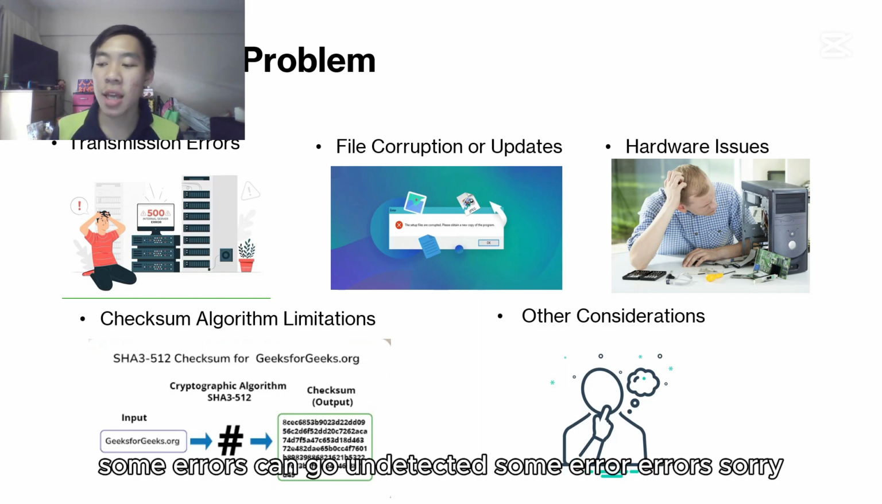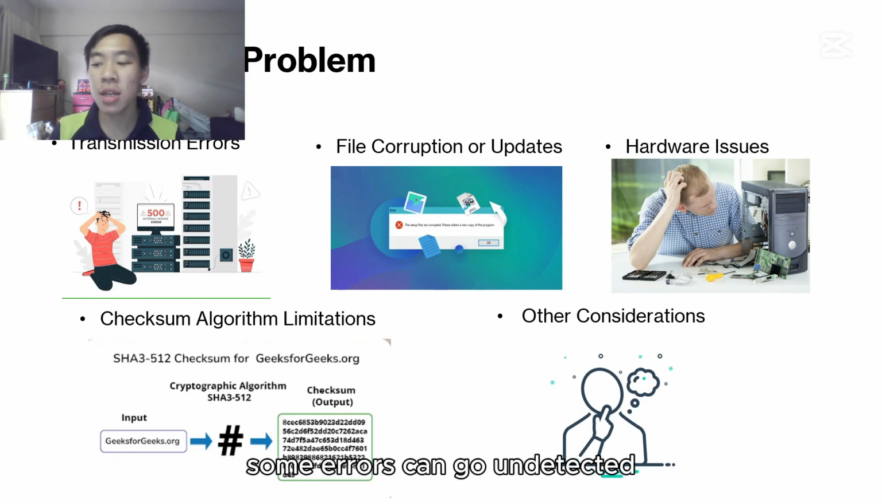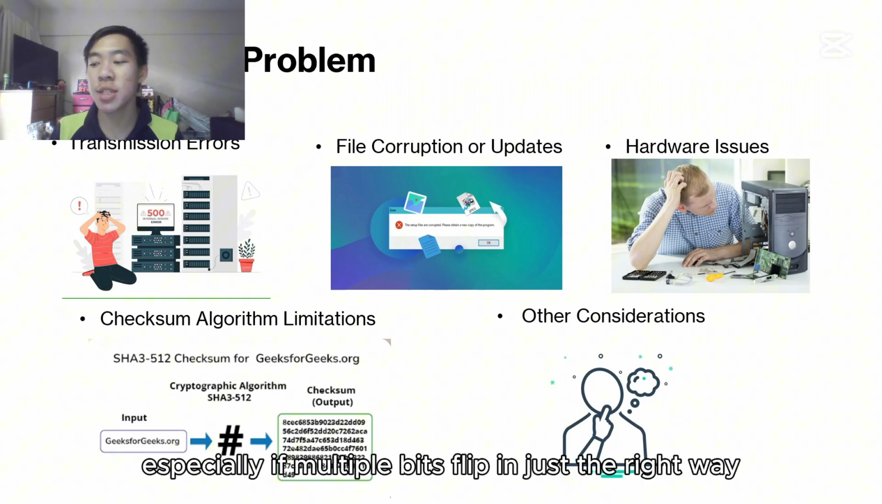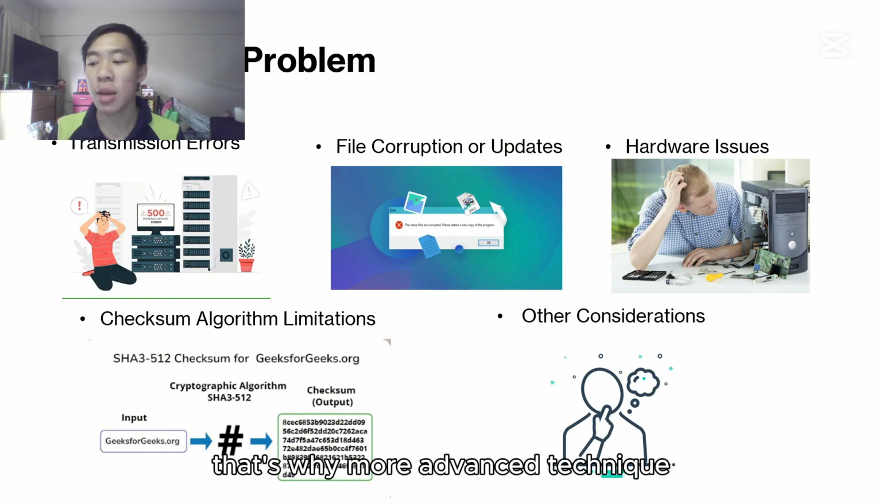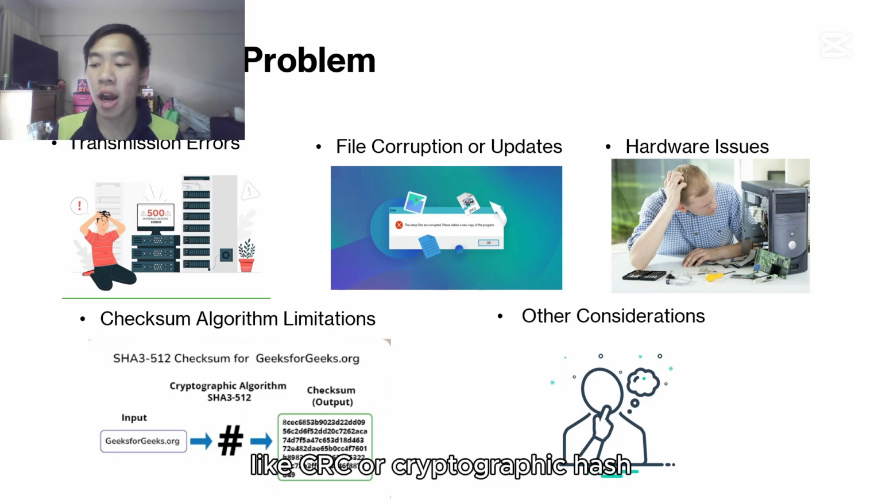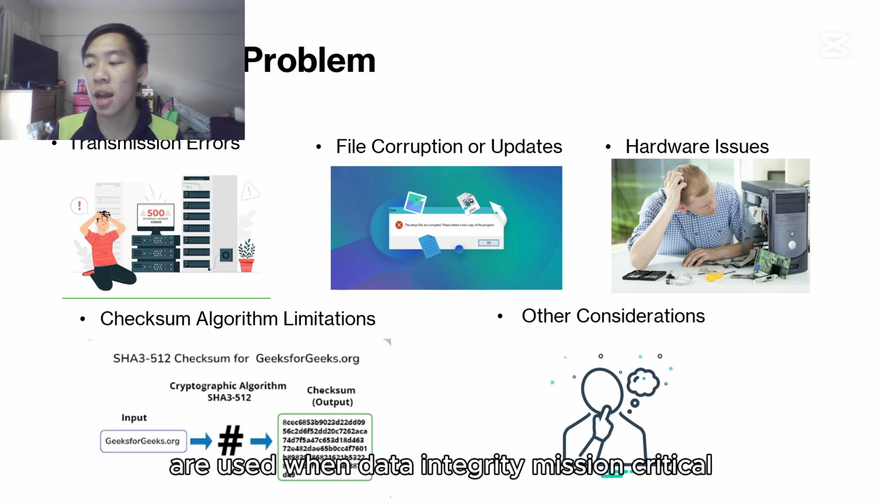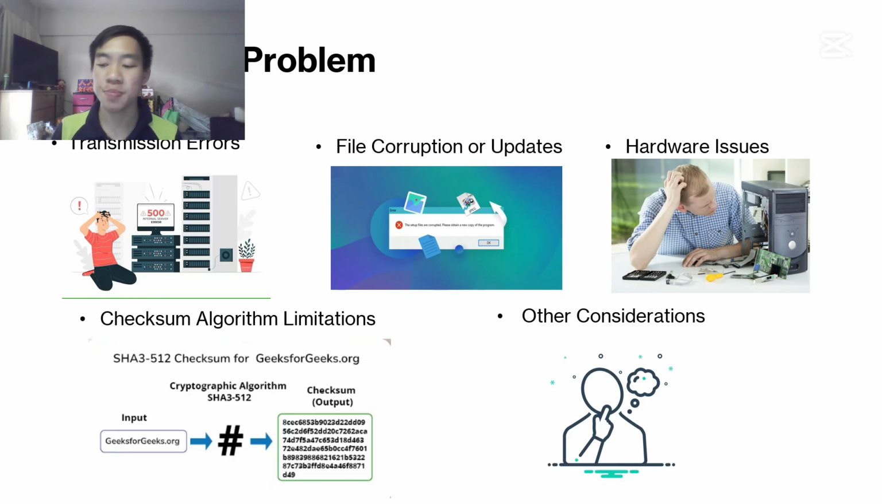Some errors can go undetected, especially if multiple bits flip in just the right way. That's why more advanced techniques like CRC or cryptographic hashes are used when data integrity is mission critical.